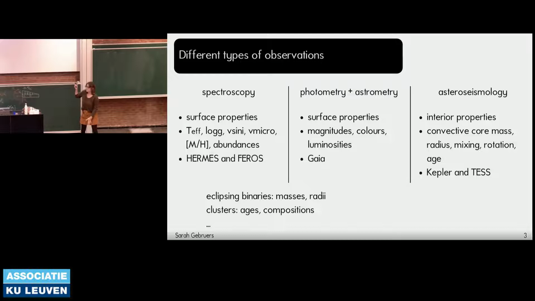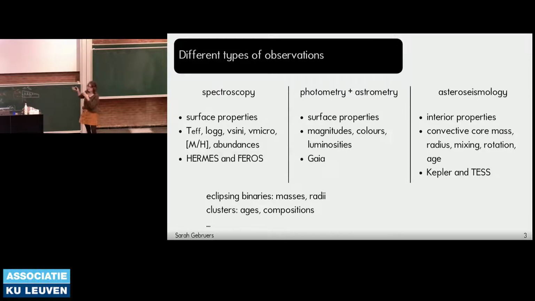Another type of data is photometry and astrometry. With that, we can get magnitudes, colors of the stars, and if we add distances, we can also get luminosities. And as many people do, I'm using Gaia data for that. And then the last part, asteroseismology. As opposed to these other two, we can get internal properties of the stars with this method, such as the mass of the convective core, radii, the mixing properties and rotation processes that are happening in these stars, and also ages. And for that, people mostly use Kepler and TESS data.